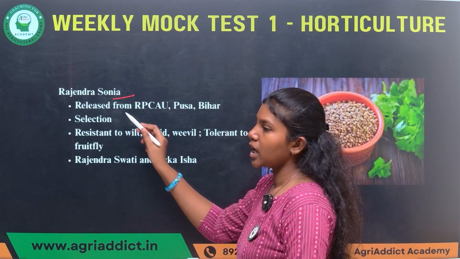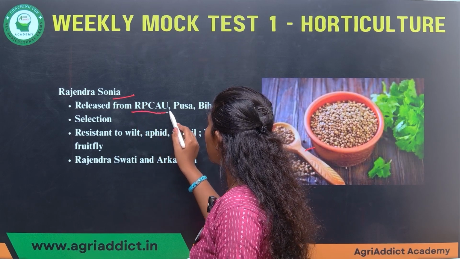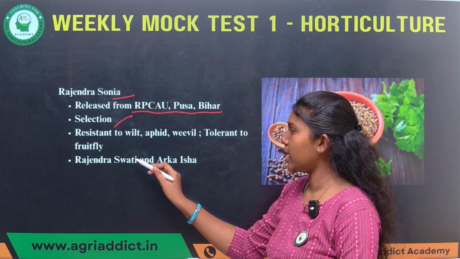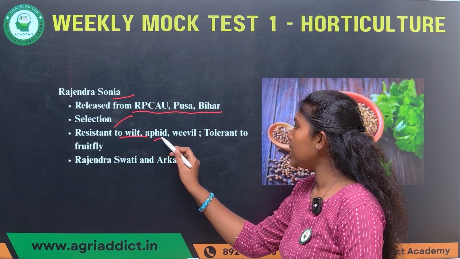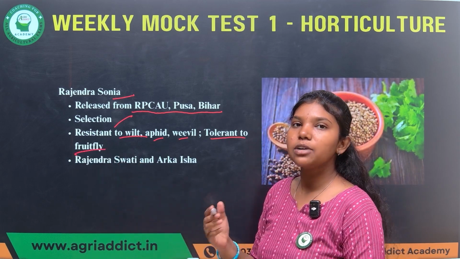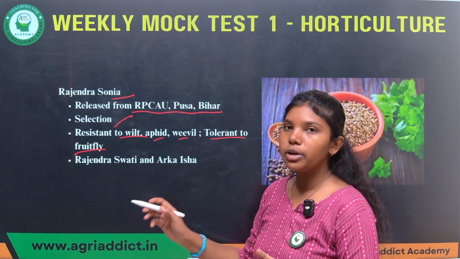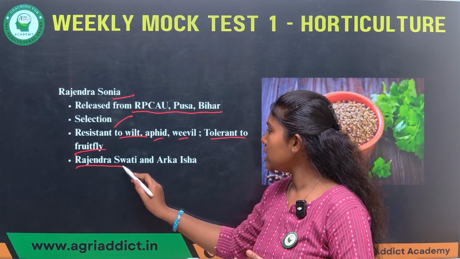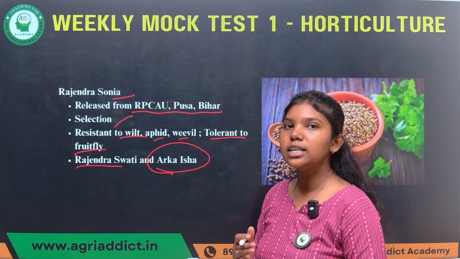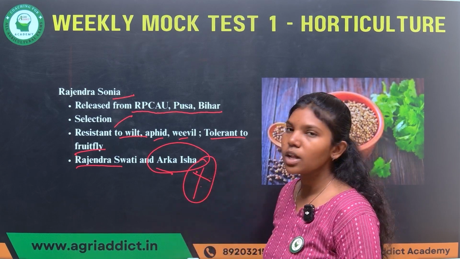Yes, as I mentioned, Rajendra Sonia is a cultivar of coriander released from RPCAU Pusa, Bihar, and it is developed by selection method. The important speciality of this variety is it is resistant to wilt, aphid, weevil, and it is also tolerant to fruit fly. Then apart from Rajendra Sonia, there are two other important varieties of coriander to be noted. They are Rajendra Swati and Arka Isha. Arka Isha is an important variety of coriander released from IIHR Bangalore. Please make note of it. It is important. We'll go to the next question.